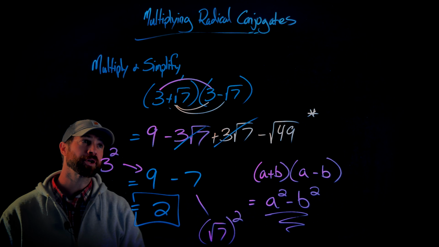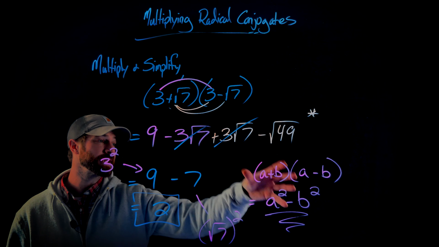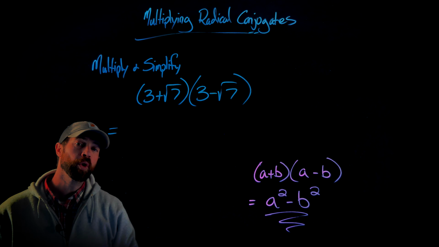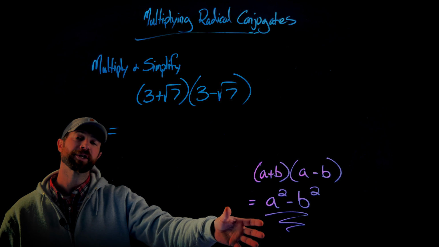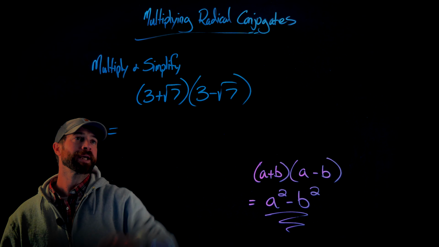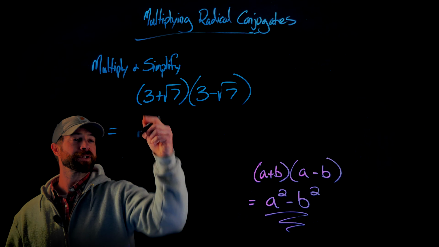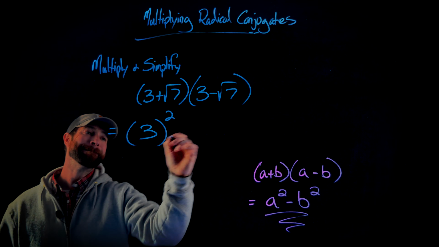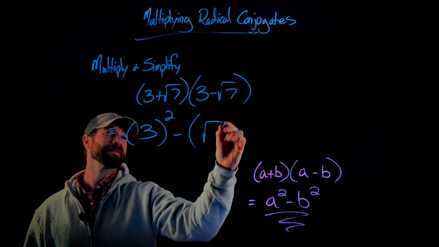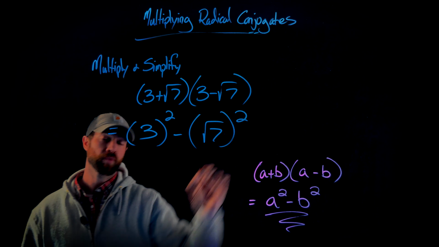Let me backtrack and show you how I would do this with this property right here. So a quick way of multiplying these radical conjugates together is using this property right here. What I'll get when I do this, I'll get the first term here of 3 squared minus the second term of square root of 7 squared.